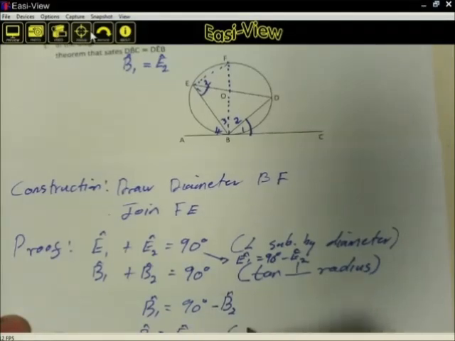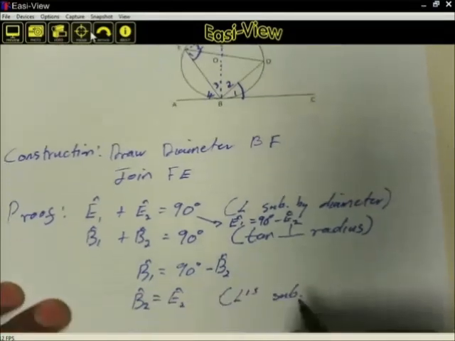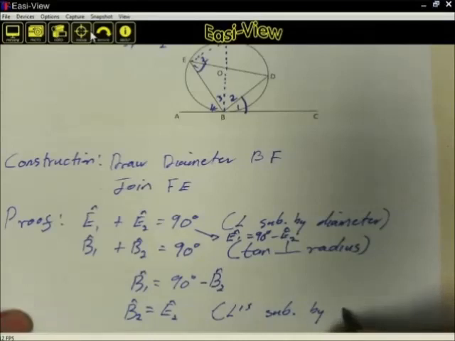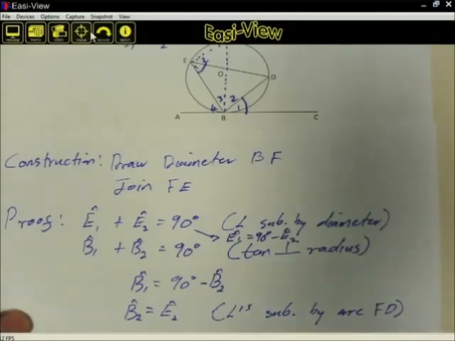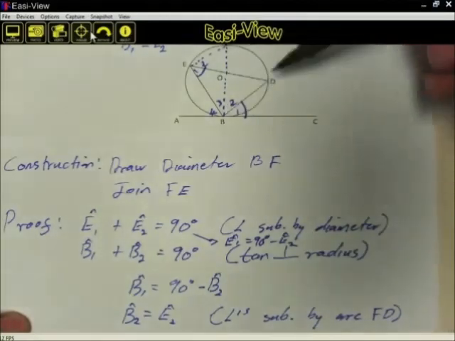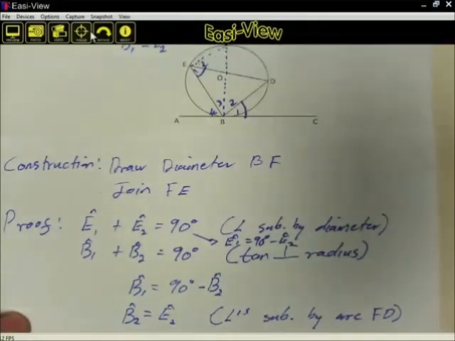Why? Those are the angles subtended by arc FD. Check arc FD. FD subtends B2, FD subtends E2.